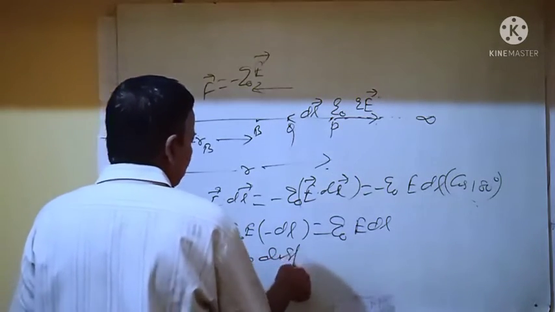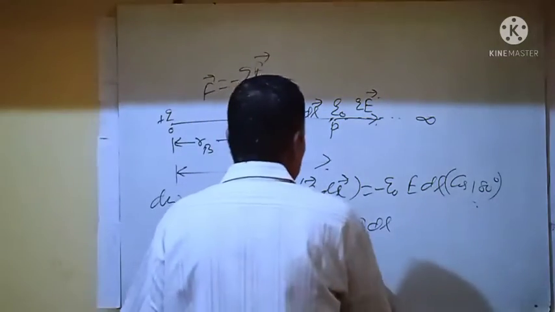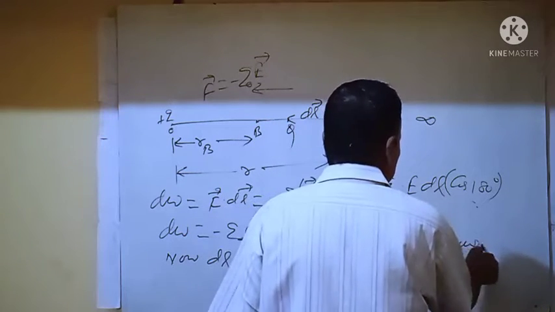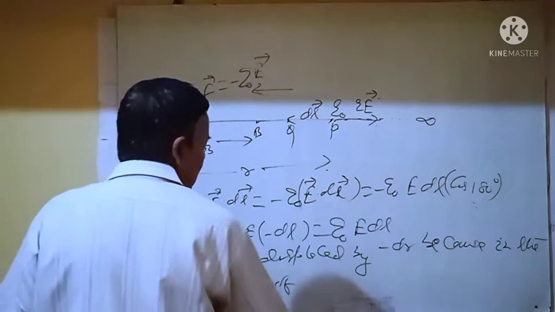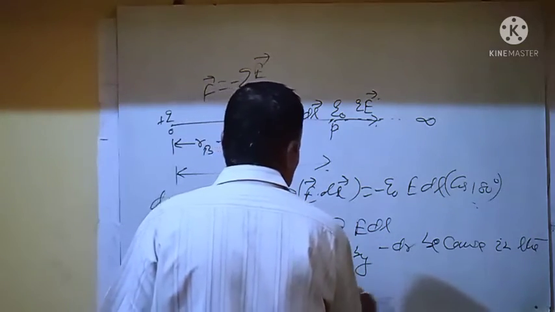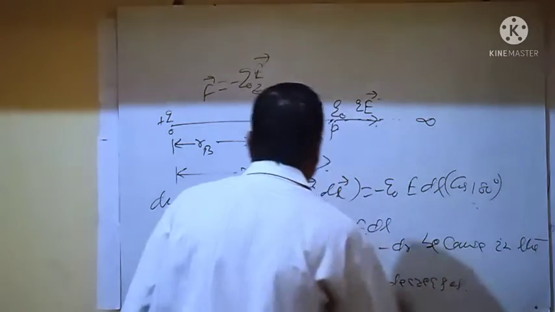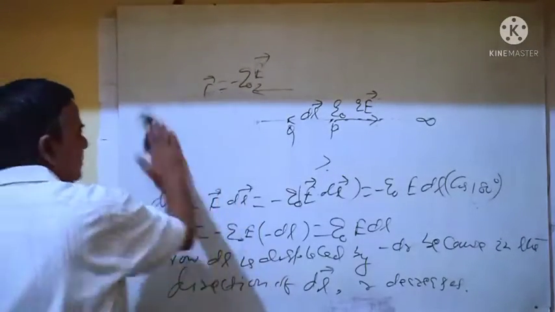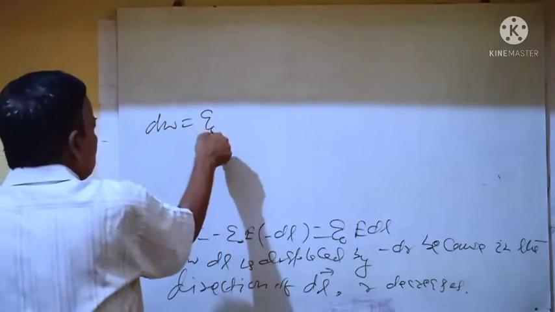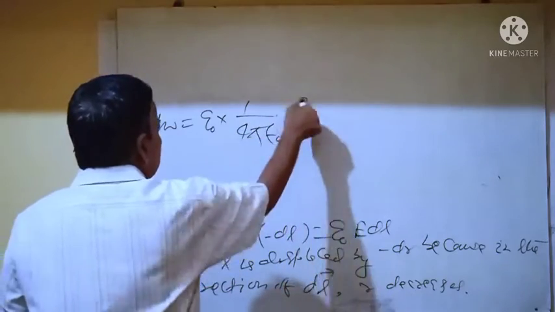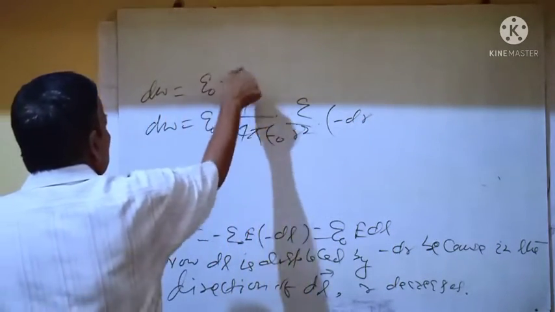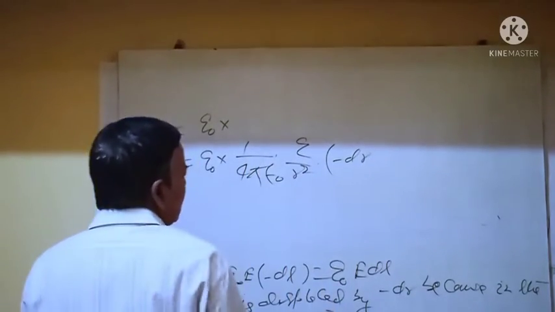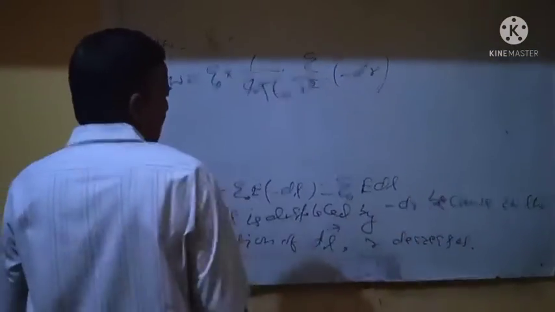Now dl is displaced by minus dr, because in the direction of dr, r decreases. dW is equal to Q naught into 1 by 4 pi epsilon naught Q by r square into minus dr. So what is the total work done?